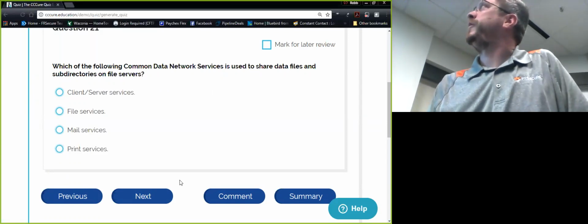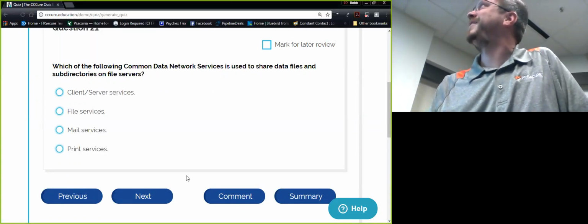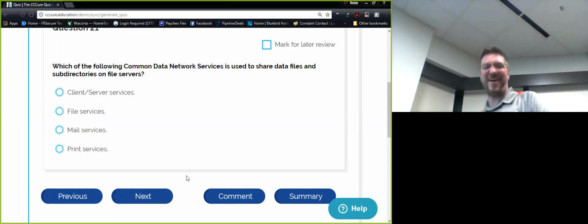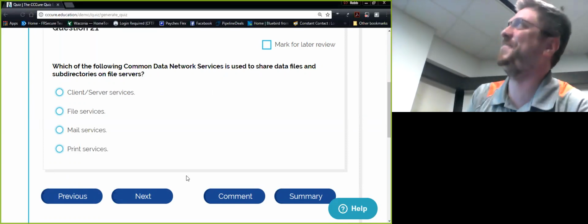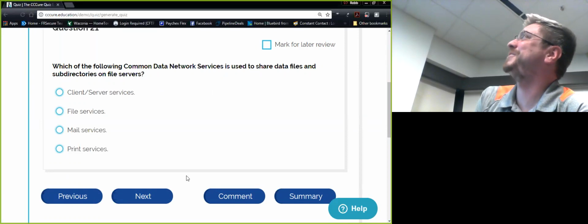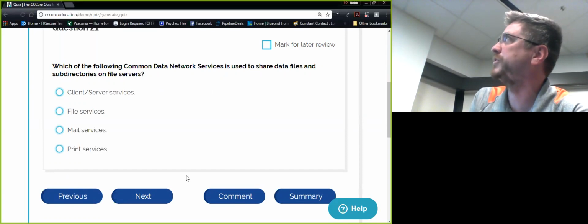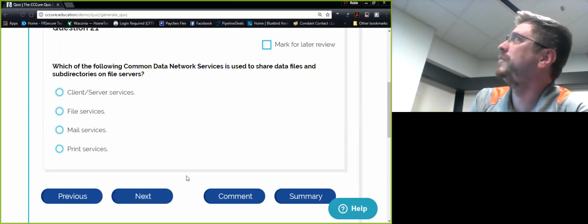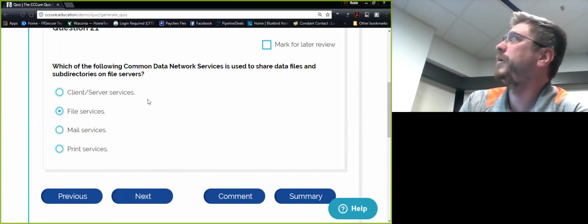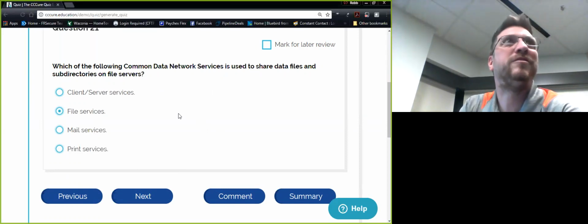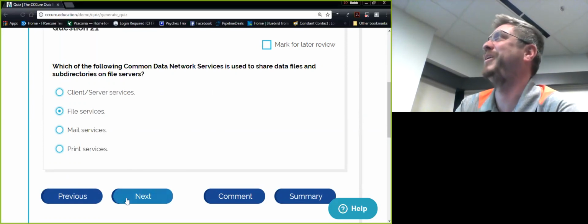Do you guys really want me to read these all out loud? Yes. Yeah. I was hoping you'd say no, it's fine. Which of the following common data network services is used to share data files and subdirectories on file servers? Client server services, file services, mail services, or print services? Client server would be your application and server. Mail services, email, and print. I mean, yeah.